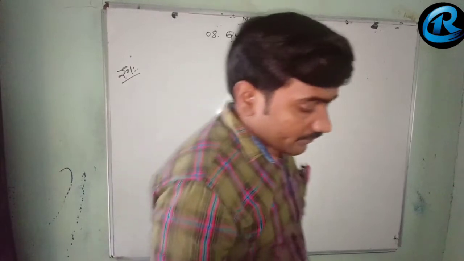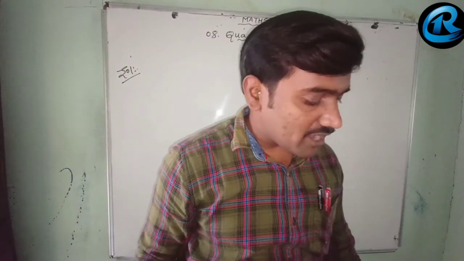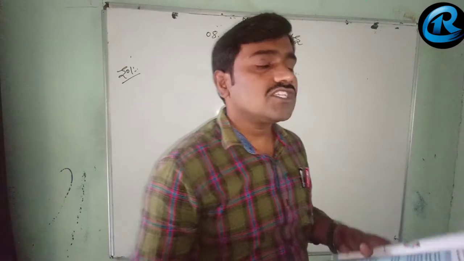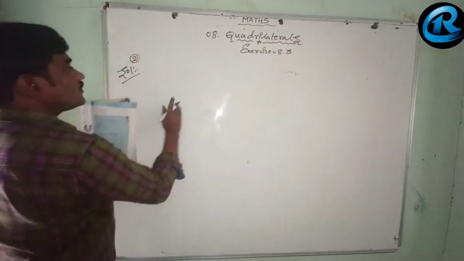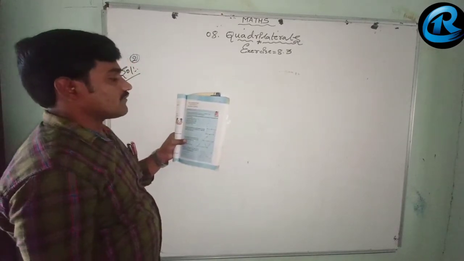See the question now. Find the measurements of the angles of a parallelogram if one angle is 24 degrees less than twice of the smallest angle. Twice of the smallest angle. So here we have to find out the four angles of a parallelogram.